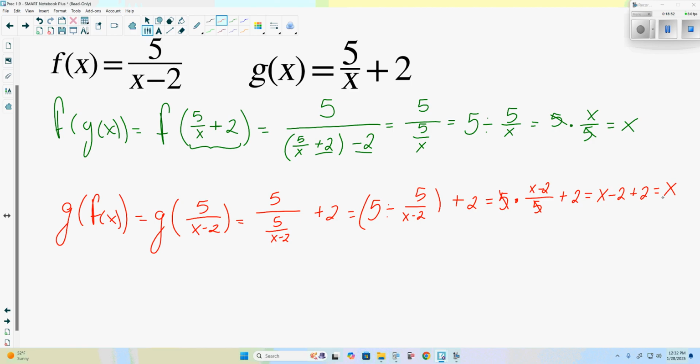Because again, to show that these two are indeed inverses, we need f of g of x and g of f of x to both equal x. And when we can show that they do both equal x, we have verified that they are indeed inverses. Questions on this here? Yes, there's a lot of steps to show that these are inverses.